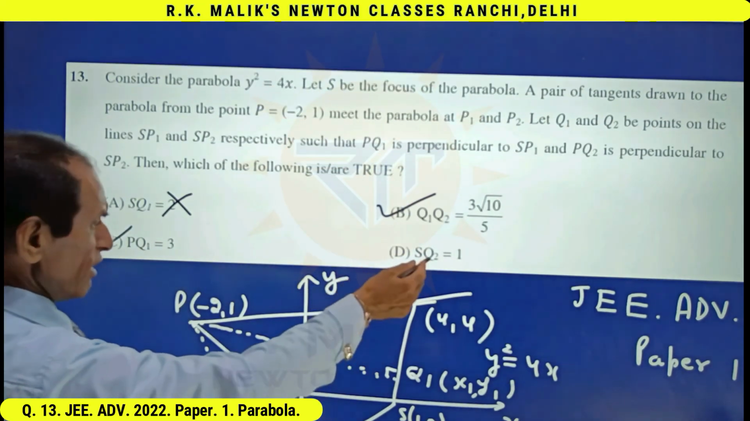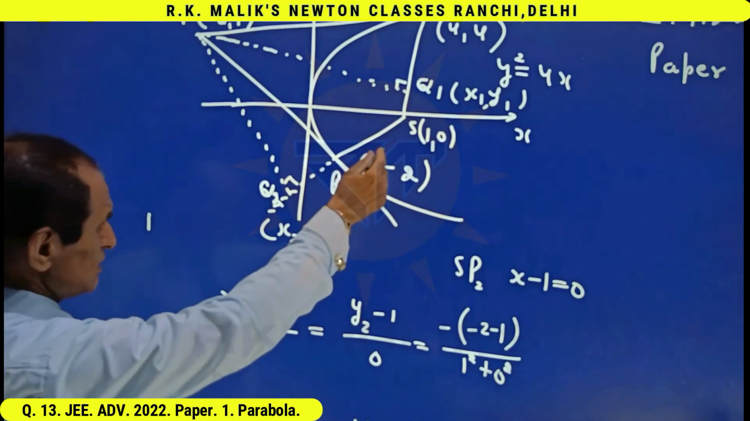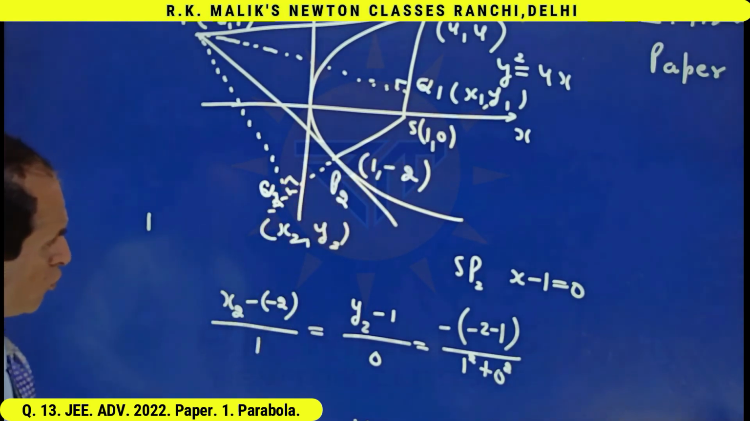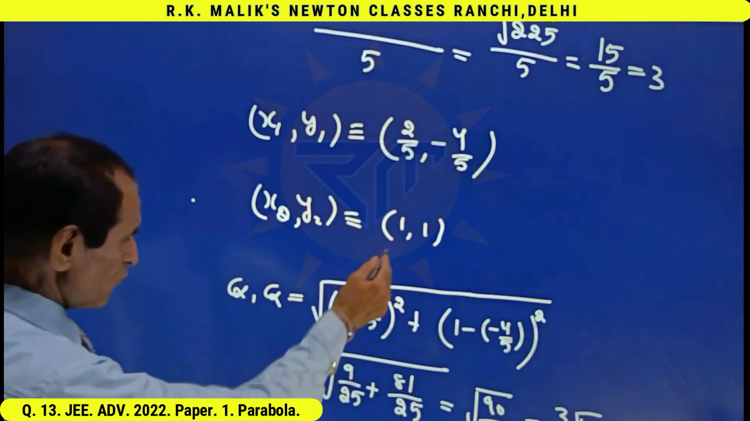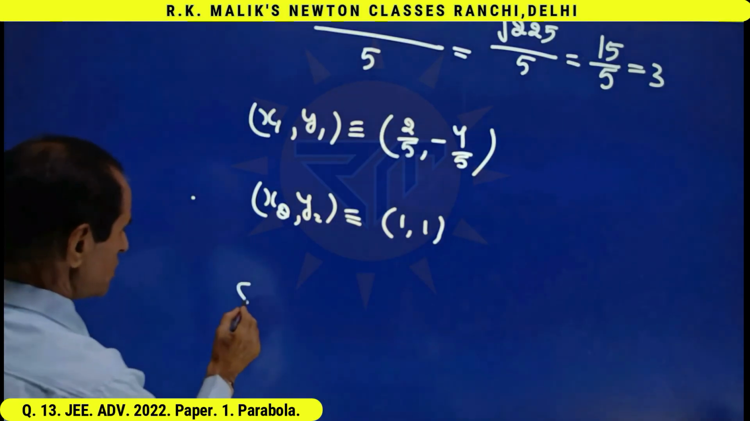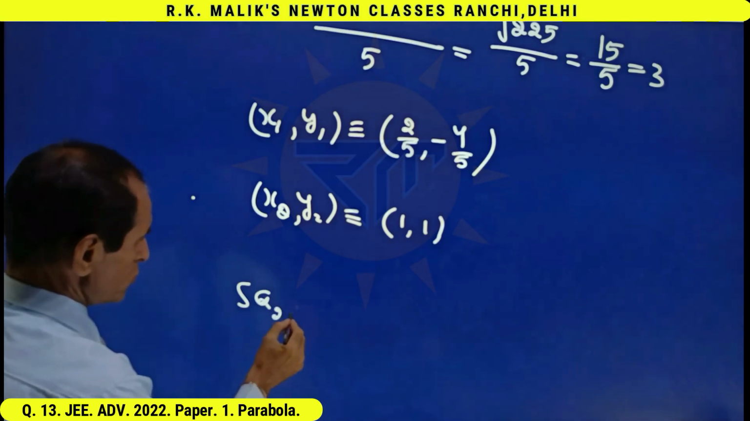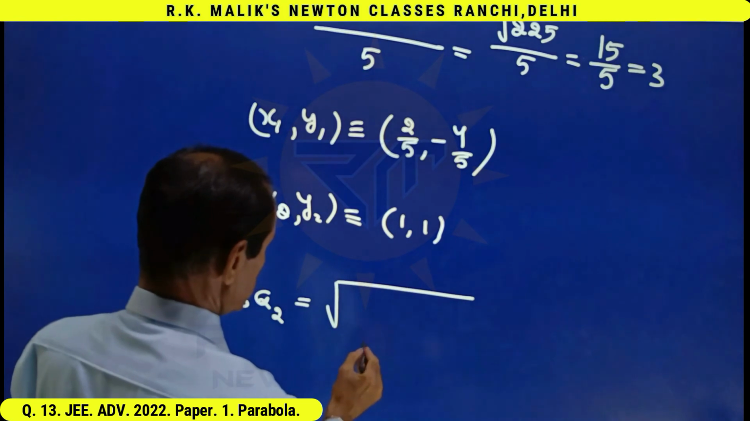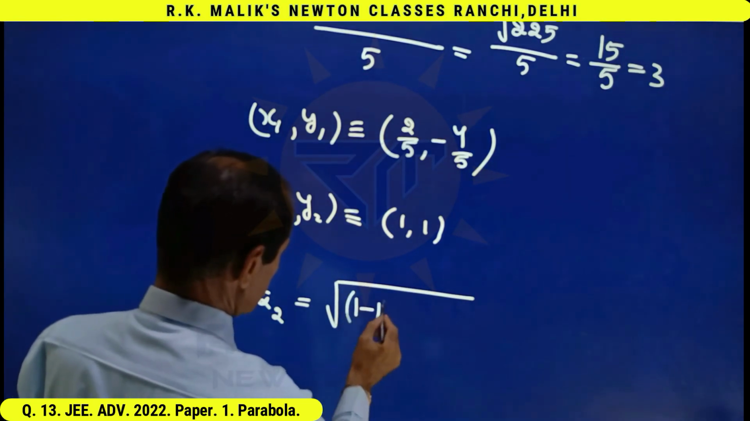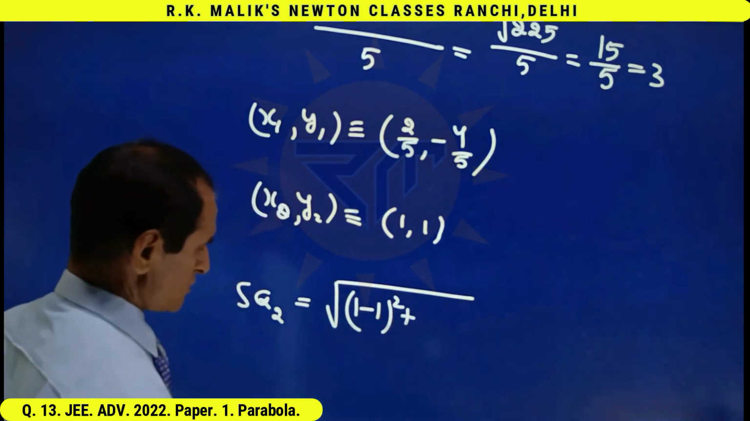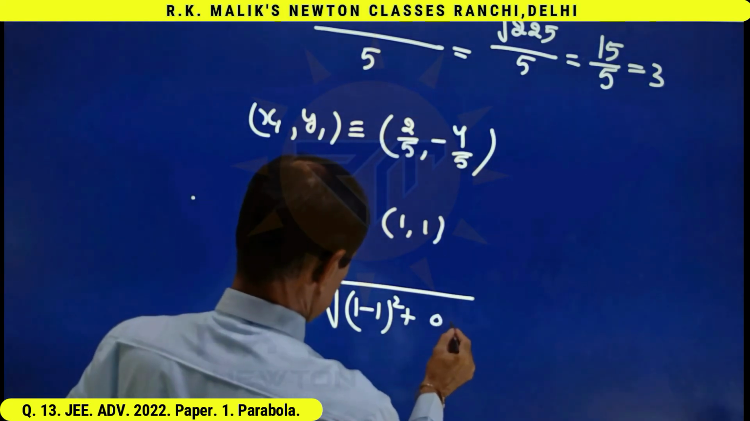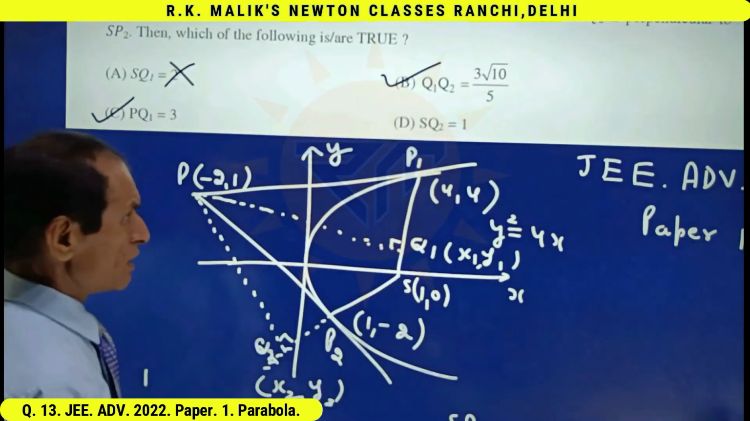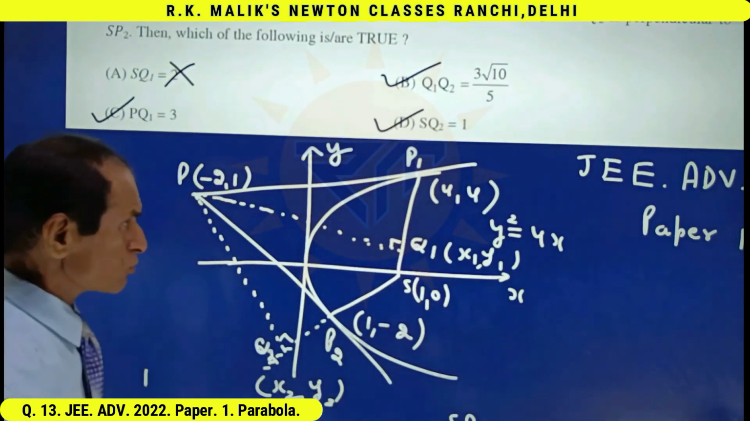And now to check the value of SQ2, S is known to us as (1, 0), Q2 is known to us as (1, 1), hence SQ2 is equal to the square root of (1 minus 1) whole square plus (0 minus 1) whole square, equal to 1. Hence I can say D is also the correct choice.